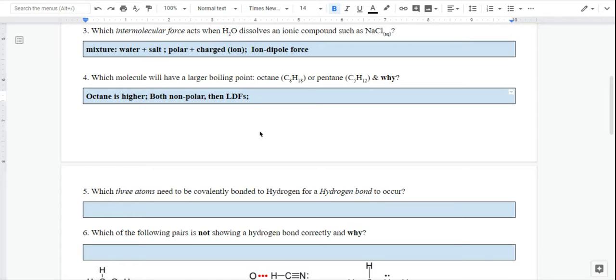And we talked about one of the things that does make them stronger is the more polarizable. And we get that with more electrons. So octane has more atoms, thus more electrons, and so it makes it more polarizable. And the more electrons it can have to be temporarily polarized, the greater the boiling point.